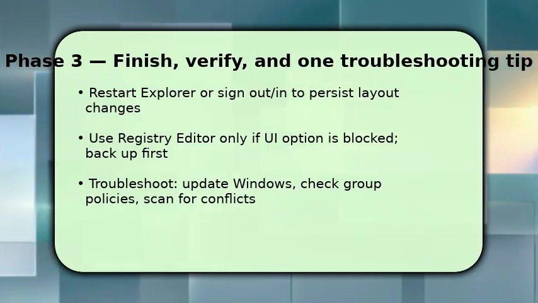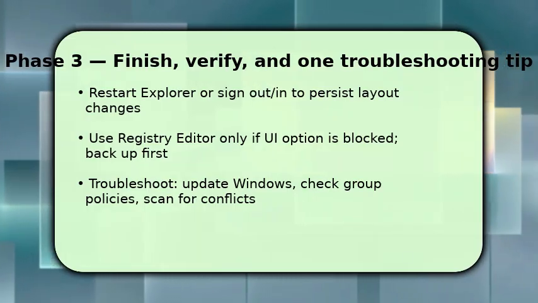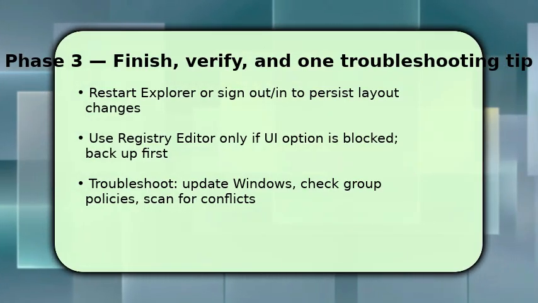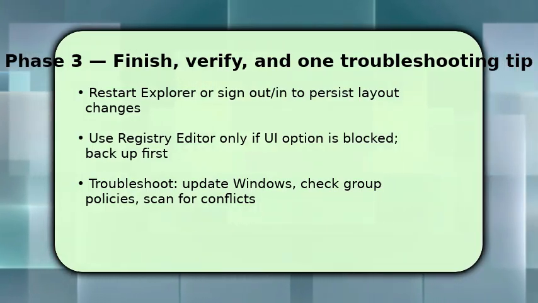If things go wrong, update Windows, inspect group policy or management profiles, and run SFC or DISM to repair system files. This single troubleshooting tip fixes many hidden or blocked alignments.